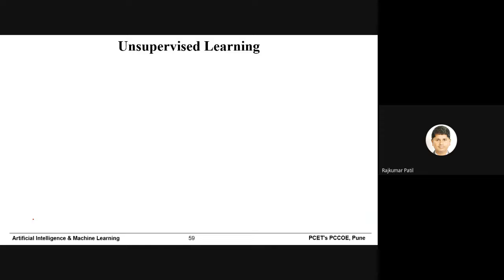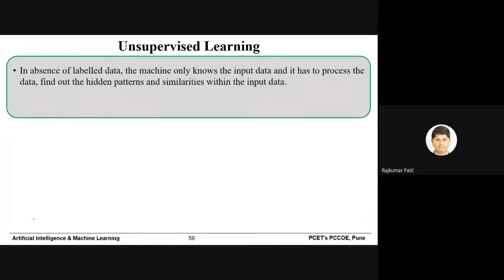Now the next part is unsupervised learning. So we already discussed that in case of unsupervised learning, there is no labeled data. So only different grapes will be there, and they will not be labeled as yellowish or black color grapes. So labeling will not be there. In this case, the machine only knows the input data, only grapes, and the algorithm or system has to process the data, find out the hidden patterns or similarity within the inputs.